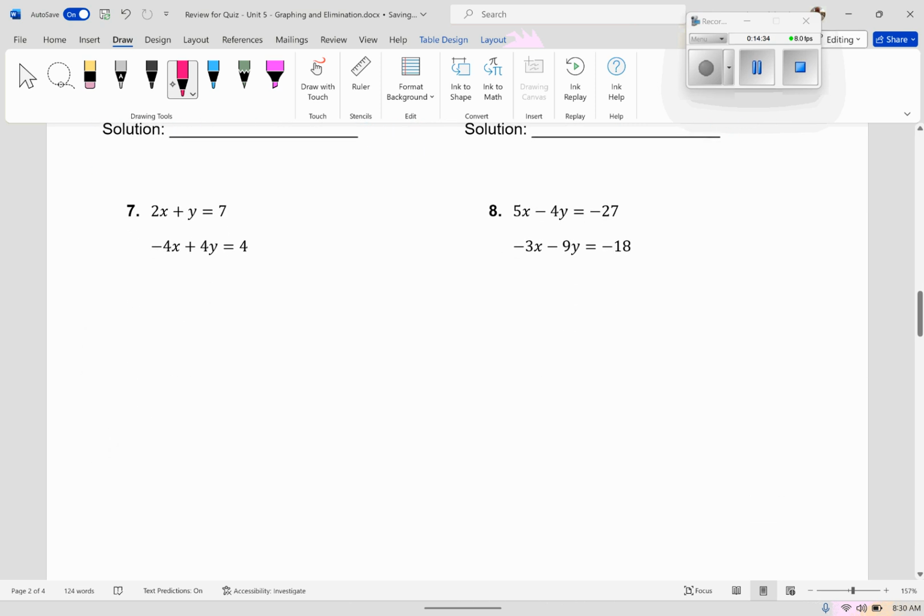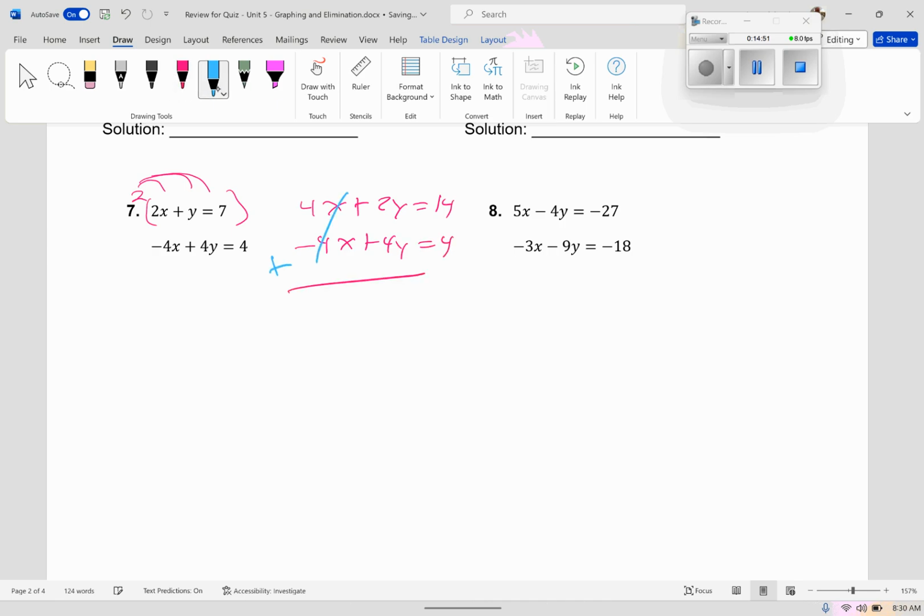Let's take a look at this next one. I can't add the equations together, but I'm going to try and get rid of x's. I'm going to multiply everything by 2. So that's going to give me 4x plus 2y equals 14. Bottom equation is -4x plus 4y equals 4. We'll go ahead and add them together. The x's cancel out, so I get 6y is equal to 18. Divide both sides by 6. So my y value is 3.